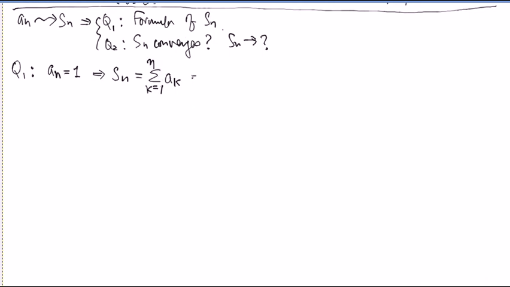What is a_k? Always 1, right? Always 1. So it seems like we're just adding 1 and 1. How many times? Every time that is coming from this index counter, right? So that's n times, right? Adding 1 n times. So what is it? n. All right. So that's what we're looking at. If you're looking at 1, your answer is n.